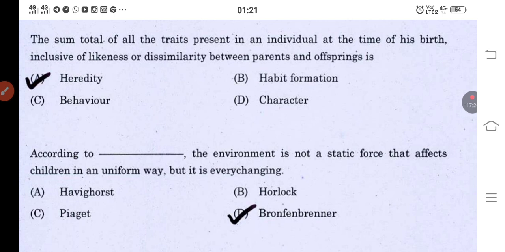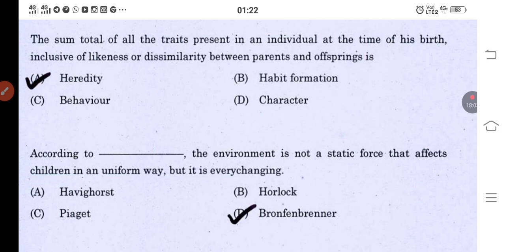And when coming to Bronfenbrenner, he has given the ecological theory. He has given 5 systems related to child development. It is the microsystem, mesosystem, exosystem, macrosystem and chronosystem. In this only he has mentioned that environment is not a static force that affects the child in a uniform way, that is, it keeps on changing. As the environment changes, we can bring changes in the child.